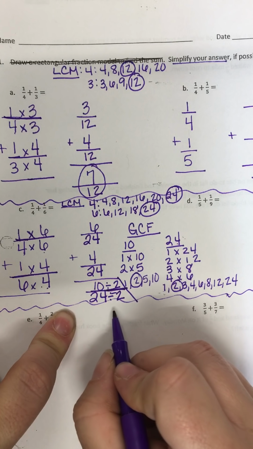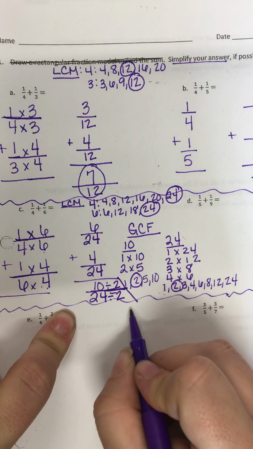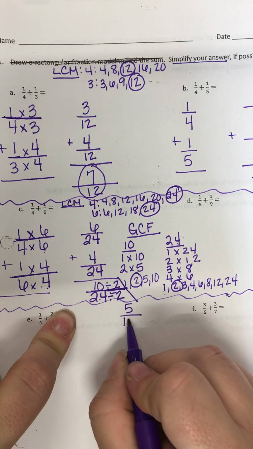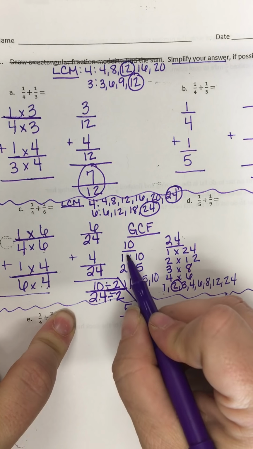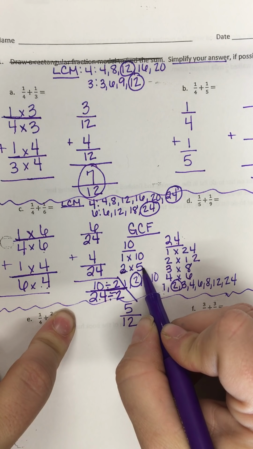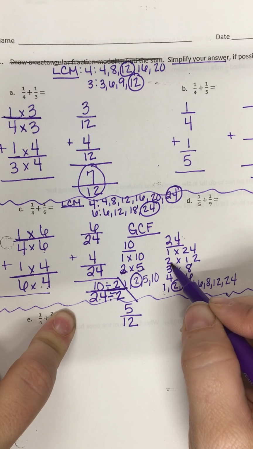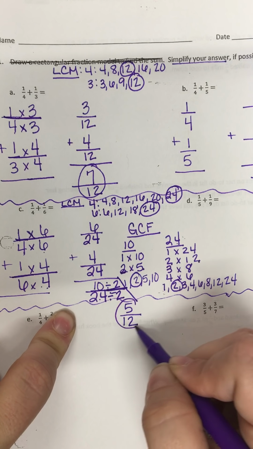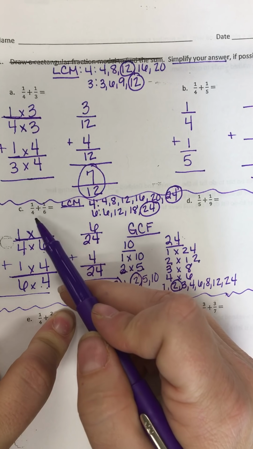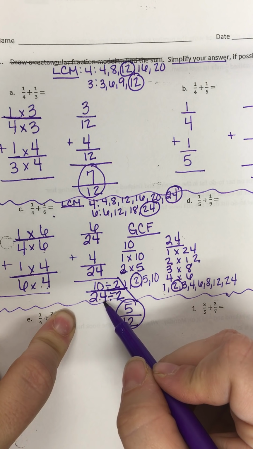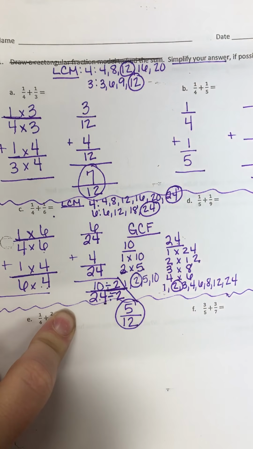10 divided by 2 equals 5. And 24 divided by 2 is 12. And remember, we can go back here where we wrote our 2. The opposite number becomes our answer. And over here by 2, so 5/12. So 1/4 plus 1/6 works out to 10/24, which we must then turn into 5/12.